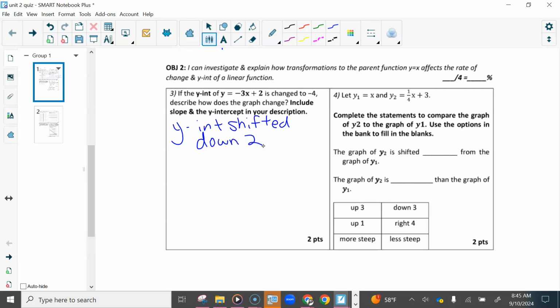And then what did the slope do? Did it say that the slope did something? No. So that means the slope stayed the same. Now, if we were just comparing the slope in general, we could say the slope was reflected and it became steeper, but because I didn't change the slope here, that's not really what this one's asking. Questions on that one?